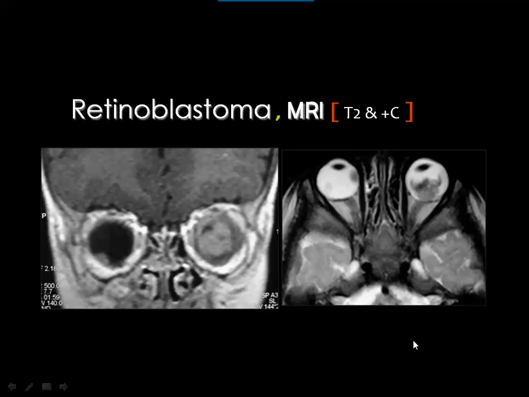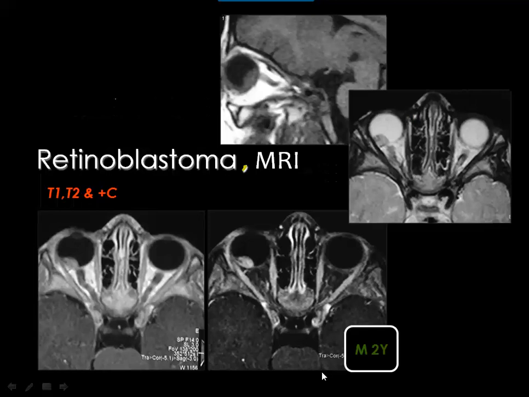There is bilateral disease, larger on the left side and smaller on the right side. Then this is a retinoblastoma in the right globe by T1 sagittal, T2 axial, and the axial T1 after contrast injection, before fat suppression and after fat suppression.